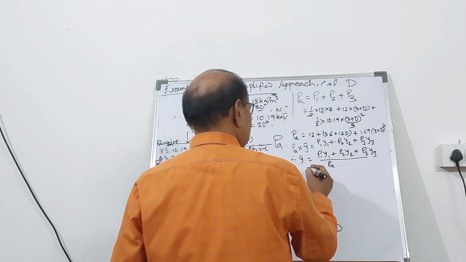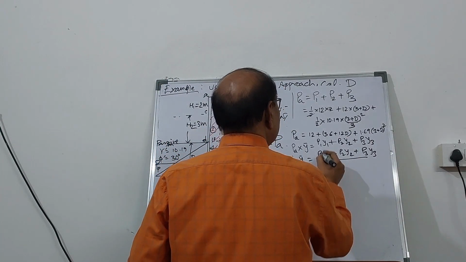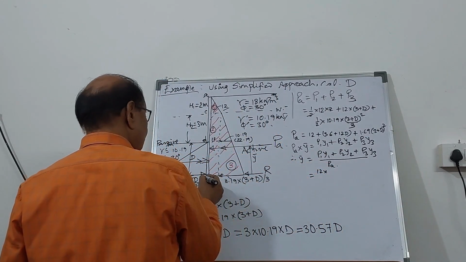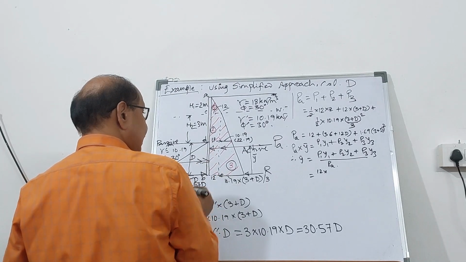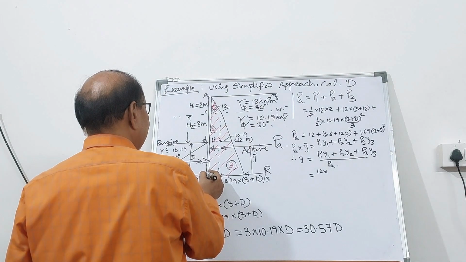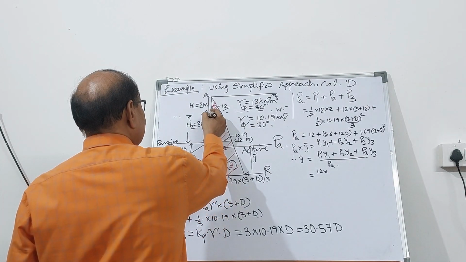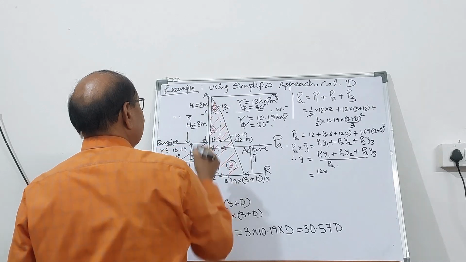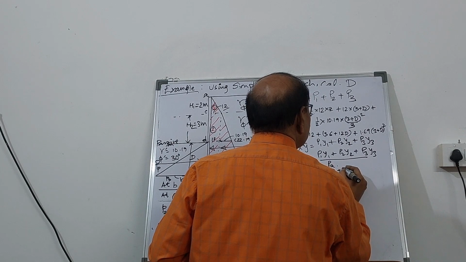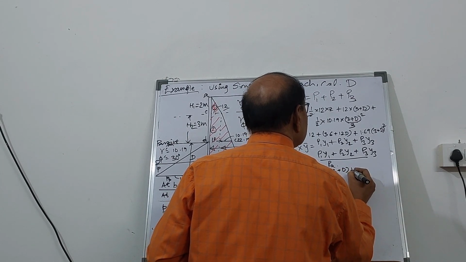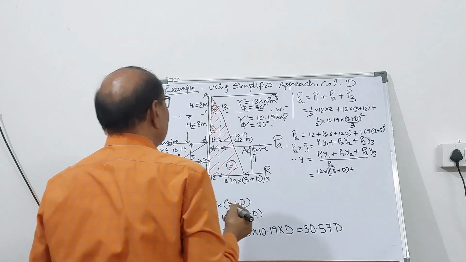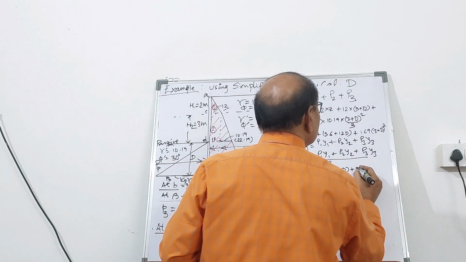Now, P1 is already known to you as 12, and y1 from the bottommost point you can calculate it. So from B it will be 3 plus D plus a 1/3 of 2 meter. So 2 by 3.